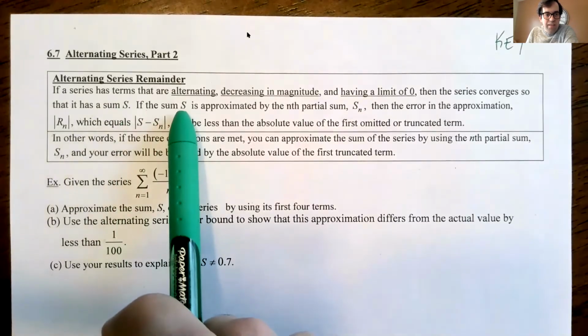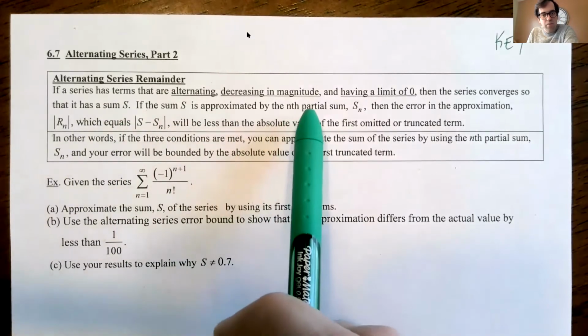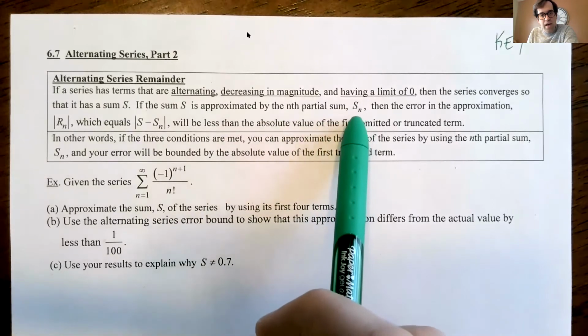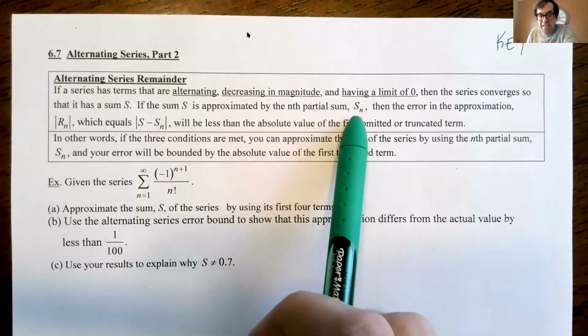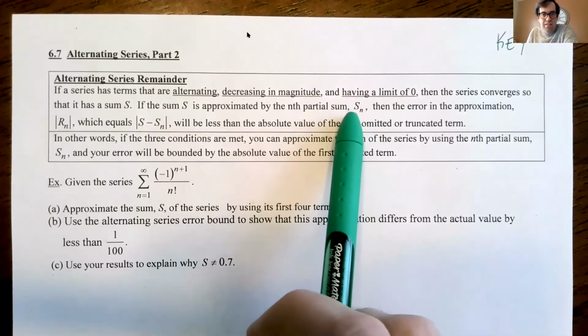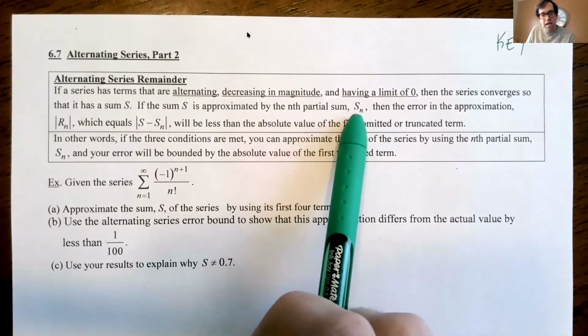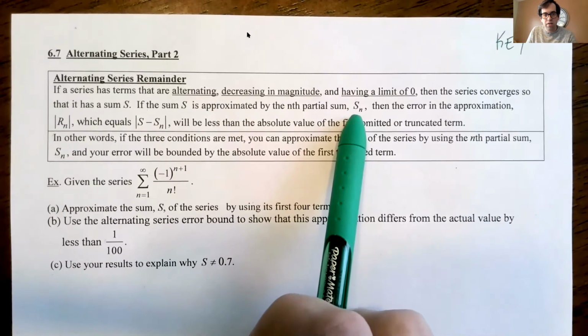If the sum S is approximated by the nth partial sum, S sub n, this notation has showed up before, but we've never necessarily written it. So we're going to start writing that now. S sub n is going to be the partial sum up to the nth term of the series, where we add only a certain number of the terms together.